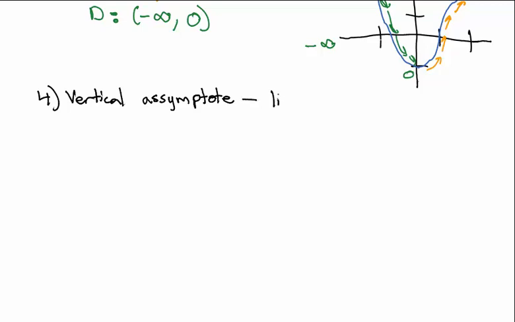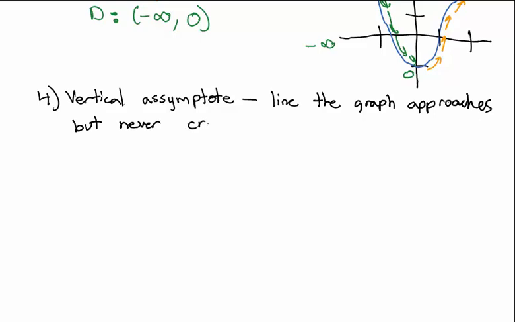And that is a line, a vertical line. The graph approaches, but never crosses. Let me show you an example of this on a graph.